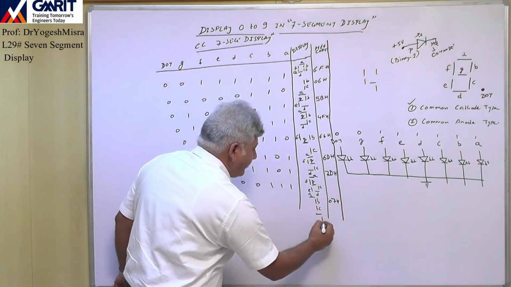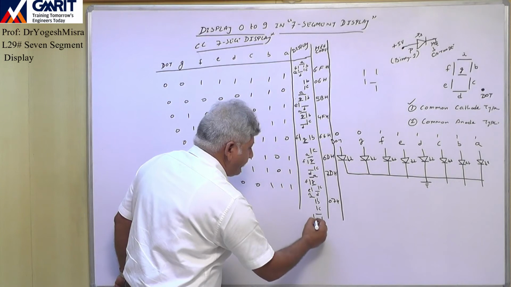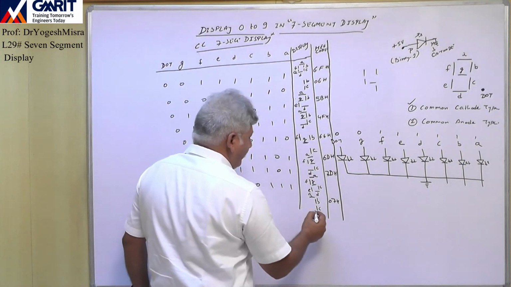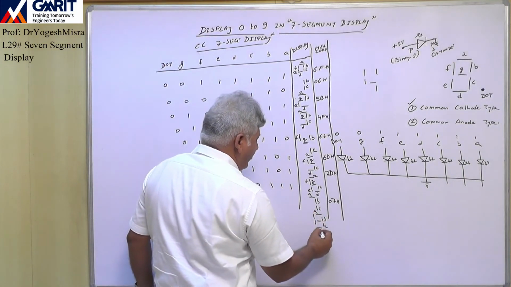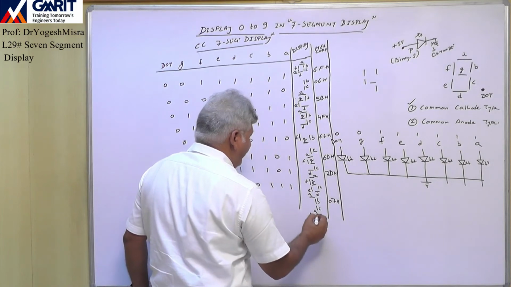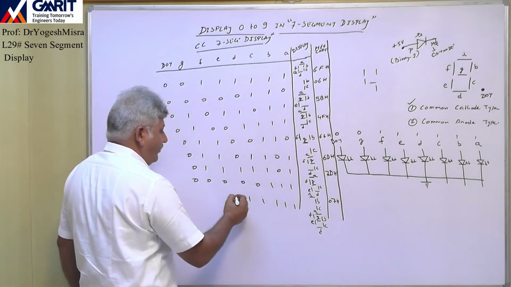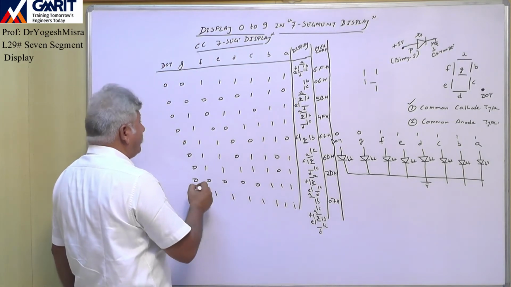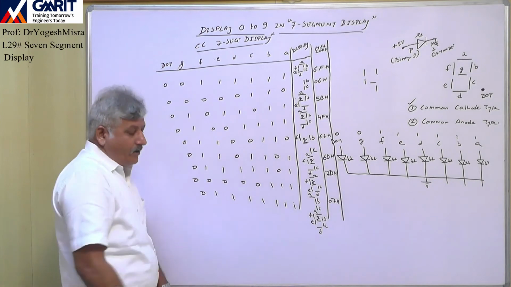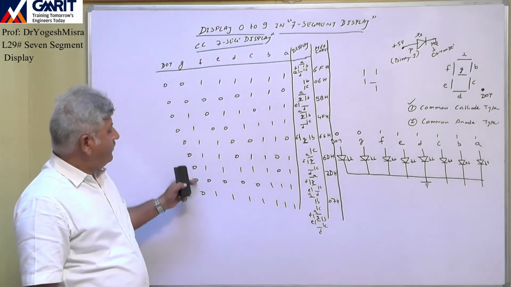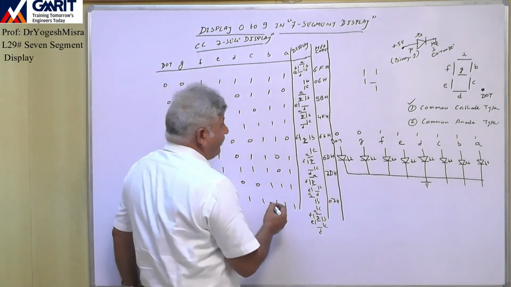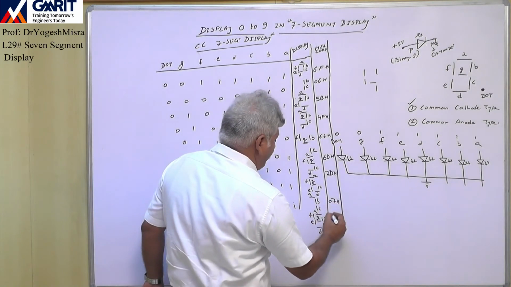For 8, all segments are on. A, B, C, D, E, F, G. All are on. 1, 1, 1, 1, 1, 1, 1, 0. 0 for dot. In all the display, we are making that dot off. So this is 7F.